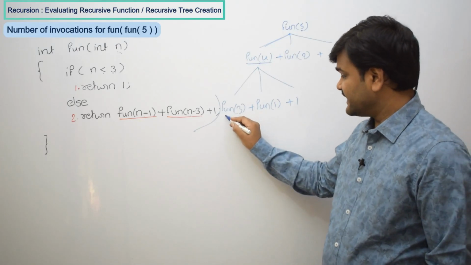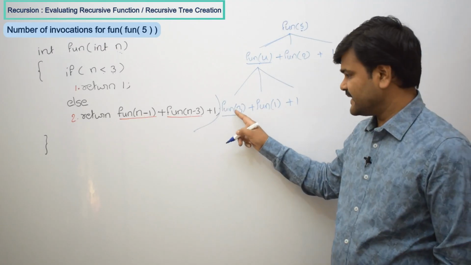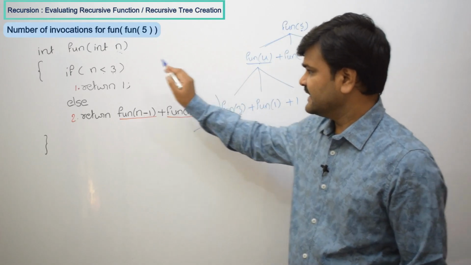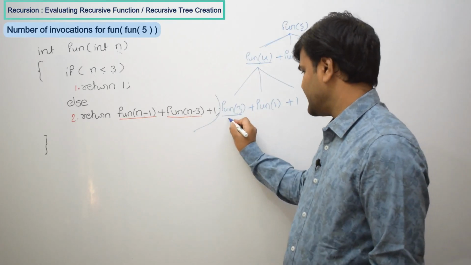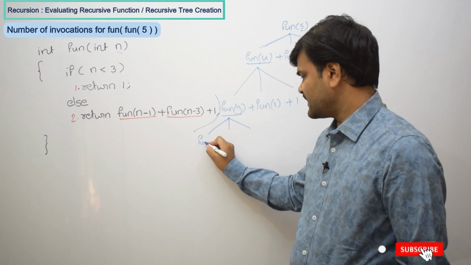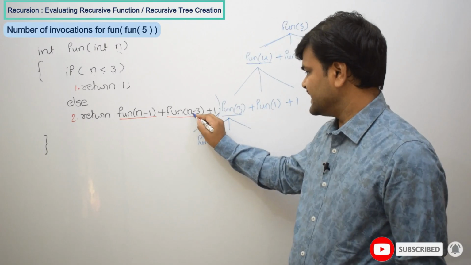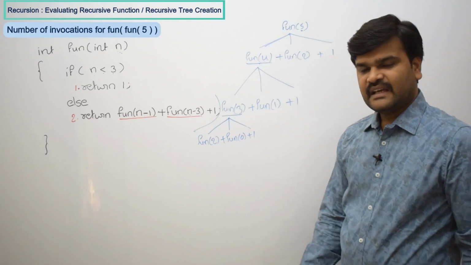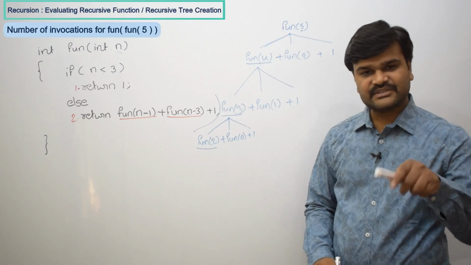Now even in this statement, first we have to execute the first statement. The first statement, with the new n value, is calling the same function. n is 3, 3 less than 3, condition again false. That means again we have to go to the second statement. So here again fun of 3 minus 1, 2, plus fun of 3 minus 3, 0, plus 1. Here also again a recursive function call is going to happen.